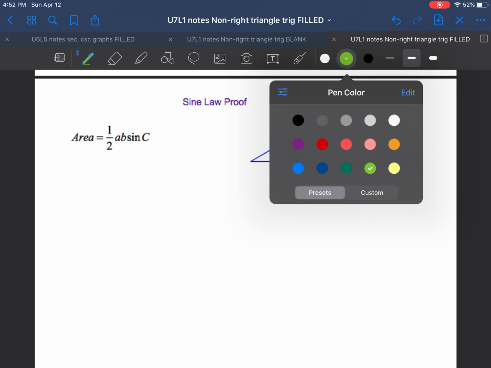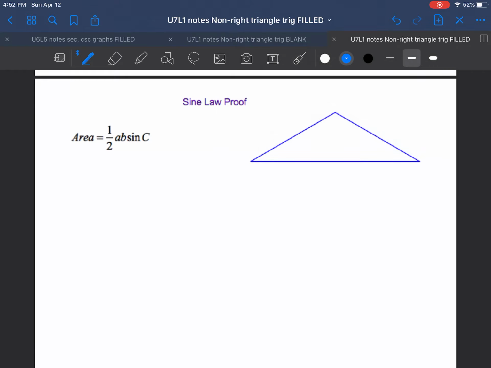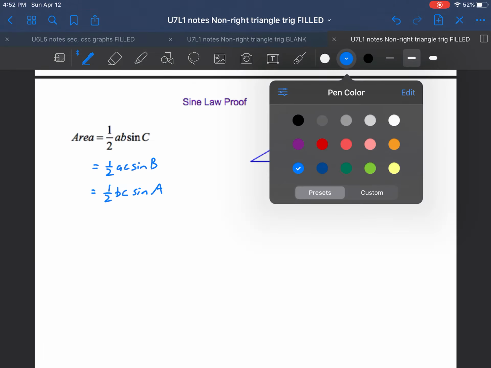All right, guys, here we are for the second part of the notes. We'll start off with the proof of the sine law, or the law of sines. The way we're going to do this is we're going to recall that the area of any triangle is equal to 1/2 AB sine C, which is also equal to 1/2 AC sine B, and that's also equal to 1/2 BC sine A.